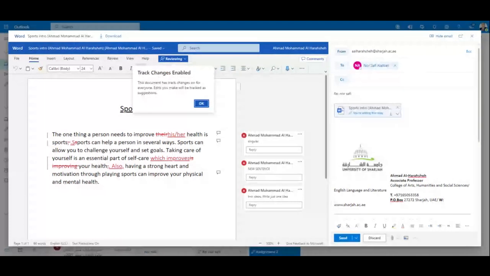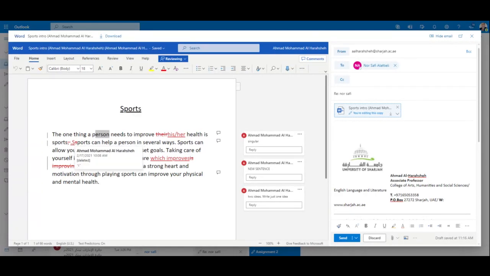Yeah. The one thing a person needs to improve, look, their health. Here you have a person. This is singular. You have to be careful with the pronouns. You know, this is singular, so his or her health is sport. Now, again, this is what you call run-on sentences. You don't split your sentences. Here, you should use a full stop, and this will be a new sentence.